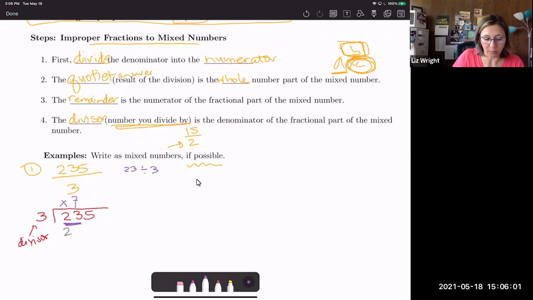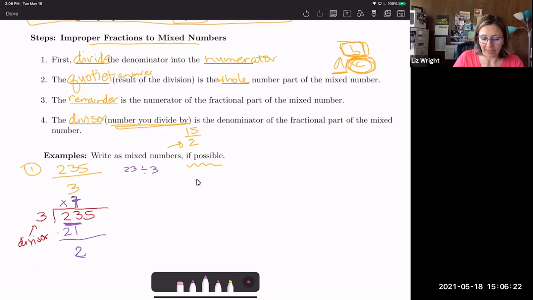7 times 3 is 21. We bring that down. We subtract. 3 minus 1 is 2. And here, this is where you do your check. Wait, is 2 less than 3? Because if it's not less than 3, you have to move this number up by 1. So you check, 2 is less than 3. Perfect.